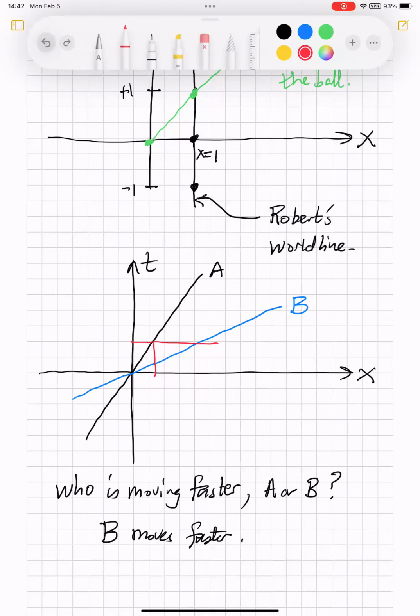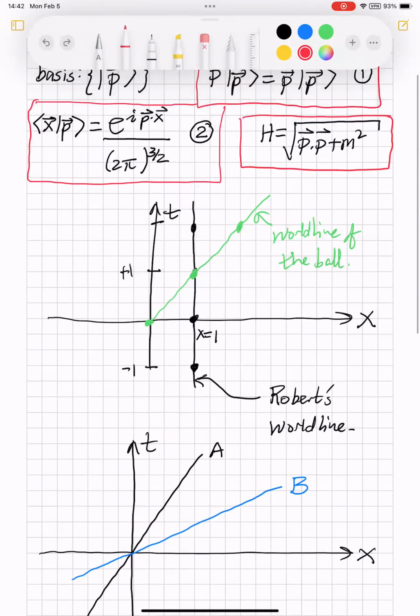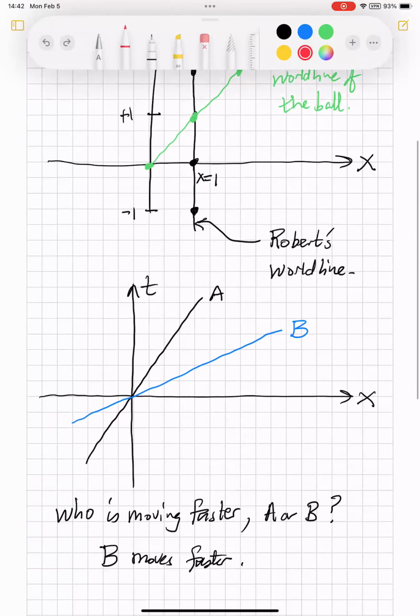And one of the things you see, and this is the thing that might be a little bit confusing to you, is the steeper the slope of the line, the slower the object is moving. In fact, look at the first diagram that we had. I was stationary. My line had an infinite gradient. The ball was moving. The green line, the world line of the ball, had a non-zero gradient. Here, A's gradient is steeper than B's gradient. A is moving more slowly than B.